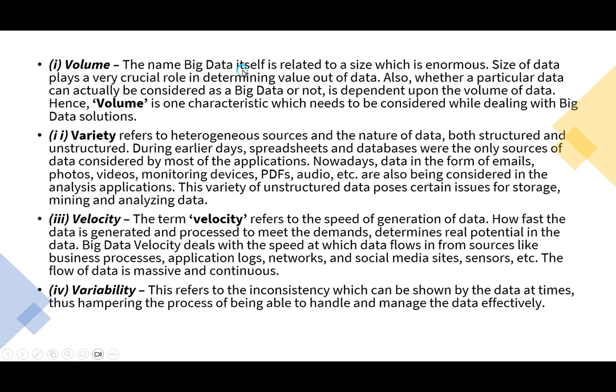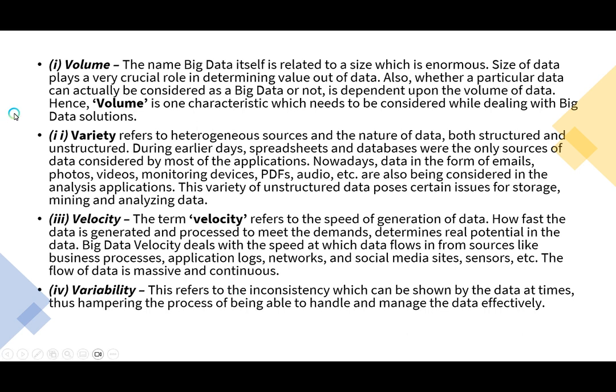So volume, the name big data itself is related to the size, which is enormous. Then variety refers to the heterogeneous sources and the nature of data, both structured and unstructured. During earlier days, spreadsheets and databases were the only sources of data considered by most applications. Nowadays, data is in forms of emails, photos, videos, monitoring devices, PDF, audios, etc. Then velocity refers to the speed of generation of data, so how fast data is generated and processed to meet the demands. Then variability refers to the inconsistency.